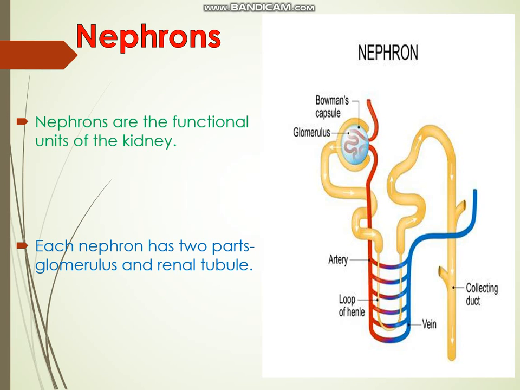The renal tubule starts with a cup-like structure called Bowman's capsule, and this encloses the glomerulus. The Malpighian body consists of the glomerulus and Bowman's capsule. The highly coiled structure in the tubule next to the Bowman's capsule is the proximal convoluted tubule.